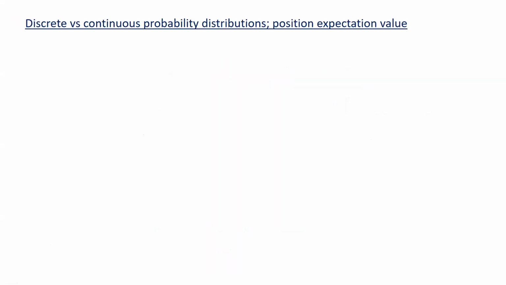So how would we define that? Well, let's start off with a discrete distribution. So here's a discrete distribution of numbers where we have number x1, which occurs n1 times, number x2, which occurs n2 times, number x3, which occurs n3 times, number x4, which occurs n4 times, and so forth.